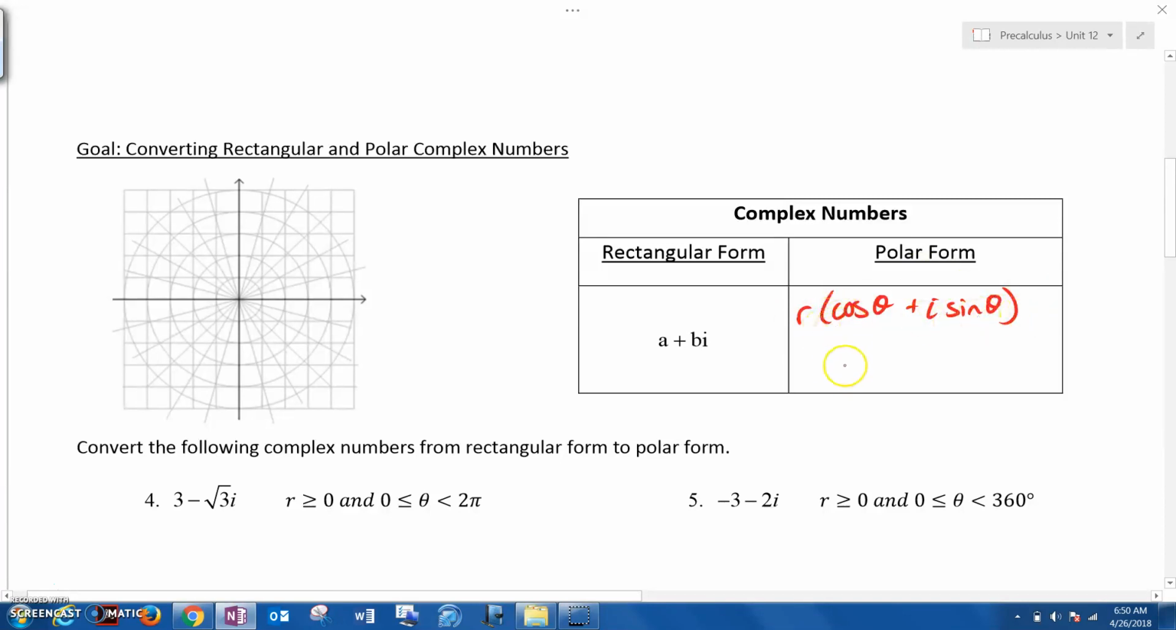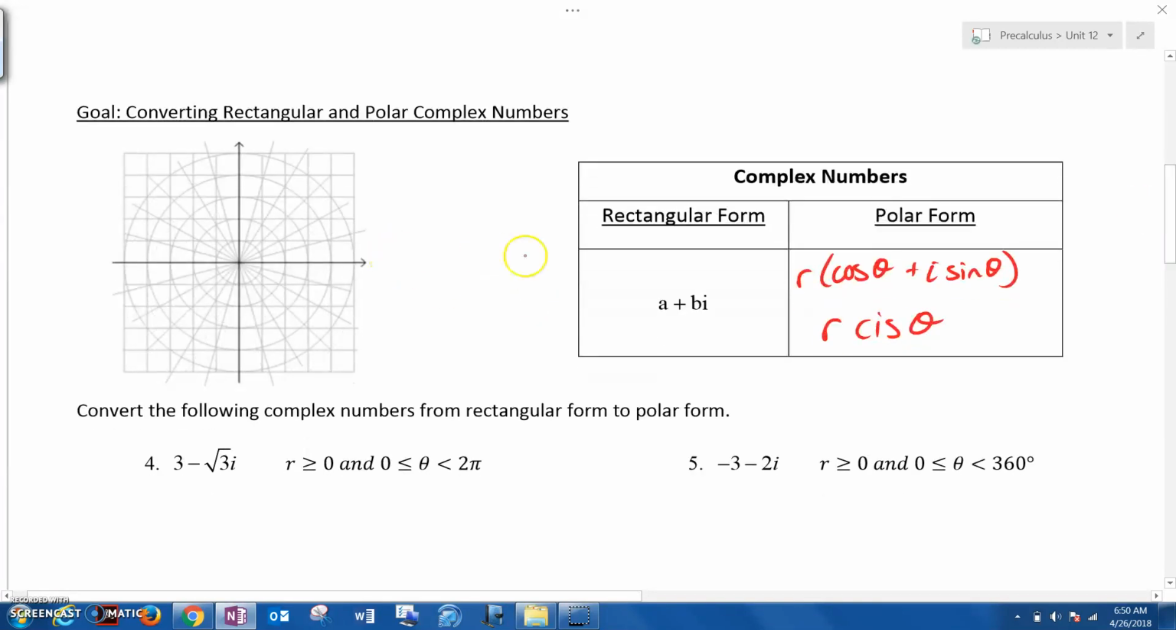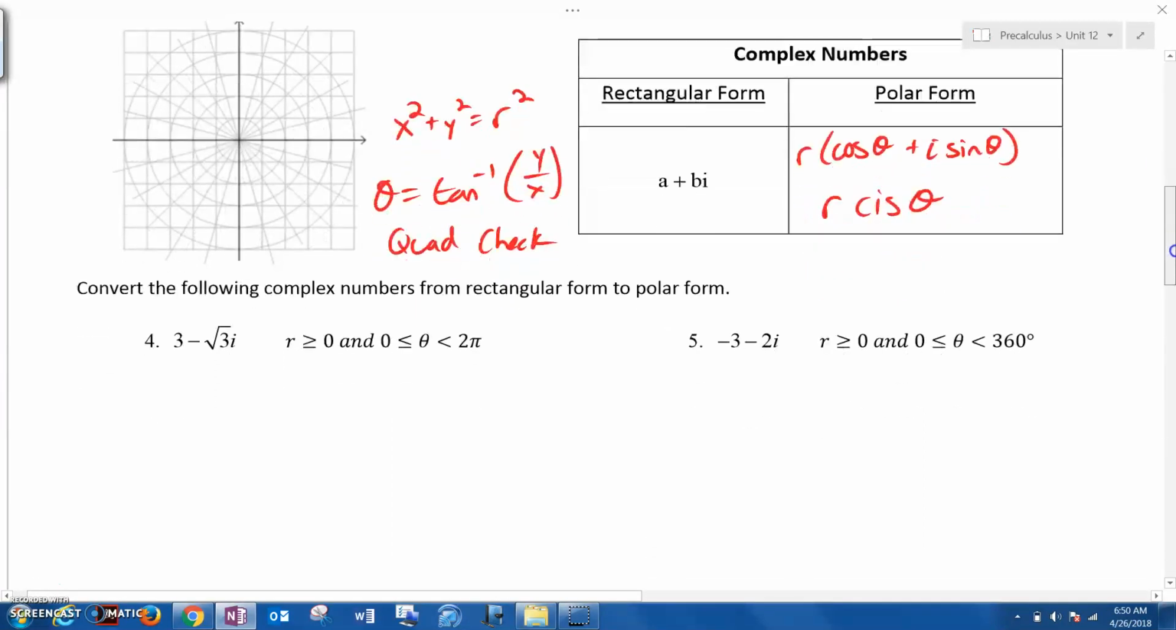Now there's a faster way to write this though. We have a shorthand form for cosine theta plus i sine theta, and that's cis theta. Okay? So here's how we're doing this. We're going to use the same formulas. You guys should remember that x squared plus y squared equals r squared, and that theta is equal to the tangent inverse of y over x. However, you have to check the quadrant. You need to do a quad check. Okay. So, let's do this.